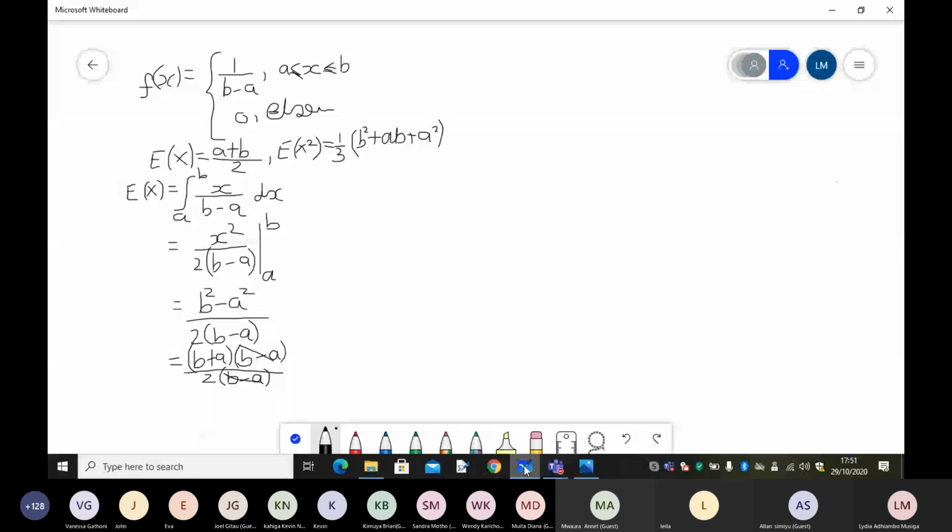Okay, so before I was rudely thrown out by lack of electricity, because I'm using Wi-Fi, we had shown that the expectation of X was equal to (A plus B) over 2.